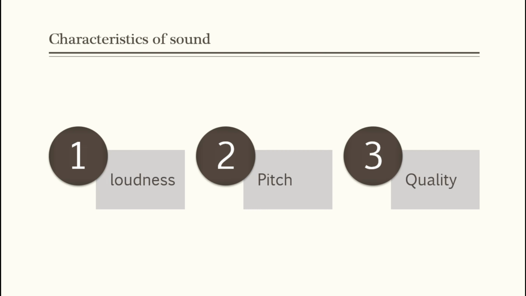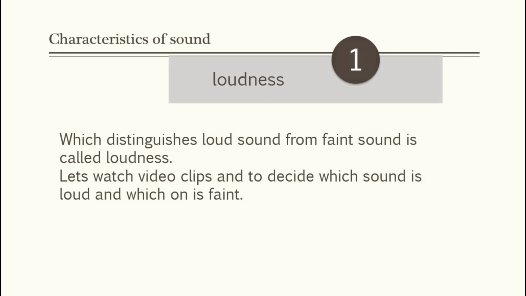Characteristics of sound. In nature, we have different sounds. Some sounds are faint, some are loud, some are shrill, some are grave. How do we distinguish them from each other? This capability is given to us through the characteristics of sound, in which number first is loudness, number second is pitch, number third is quality. Loudness is the characteristic by which we distinguish loud sound from faint sound. Let's watch video clips and decide which sound is loud and which one is faint.